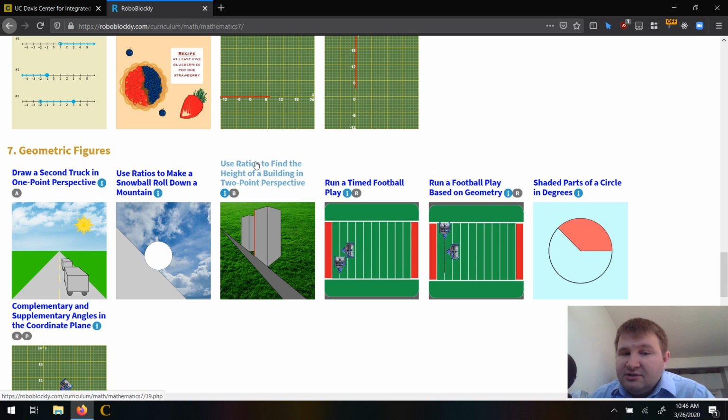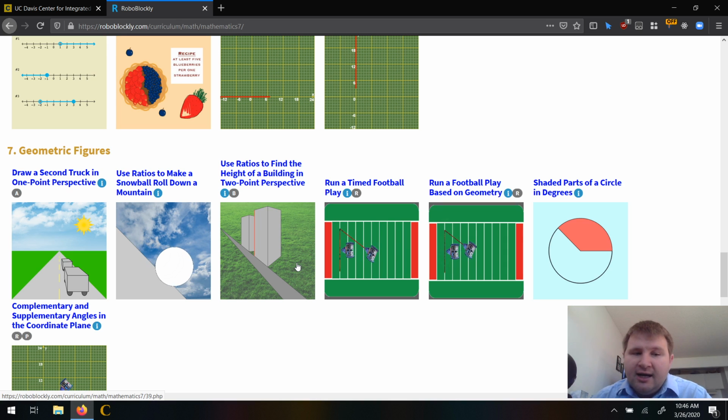We look at using ratios to find the height of a building in two-point perspective here, so we're getting a little bit more related to drawing and art, and really starting to touch a bunch of different interest sets of the students. We look at running a timed football play, so coming up with different plays with multiple robots and executing those, and using a lot of geometry to determine the best courses or positions to get robots into. And so it really is bringing the math alive here with these interactive and hands-on activities.